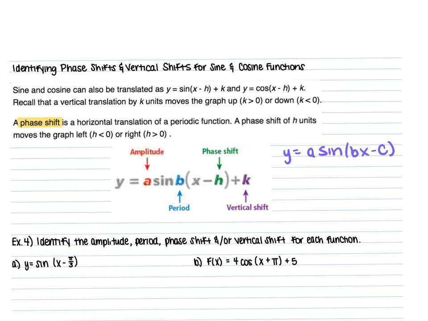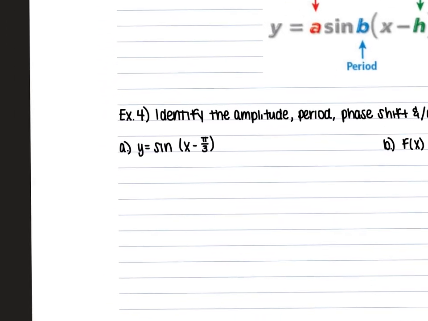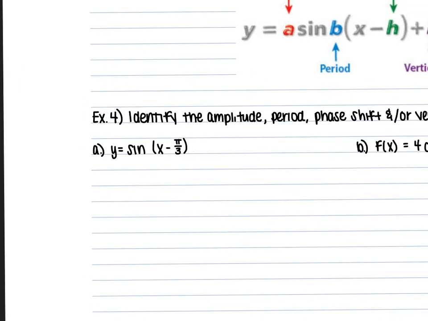Your b and your c are actually going to give you your phase shift. So your shift is actually equal to c divided by b. So with these, you can go ahead and use those two values if they're in parentheses, the coefficient of x and the constant, to find your phase shift. So with this, if we look at example A, we have y is equal to sine times x minus pi over 3. So for this one, our amplitude comes from A, which is 1. B, we are going to use as 1 as well, because that's the coefficient of x.